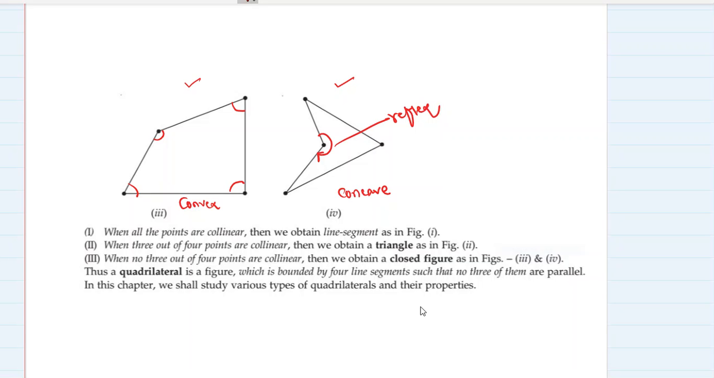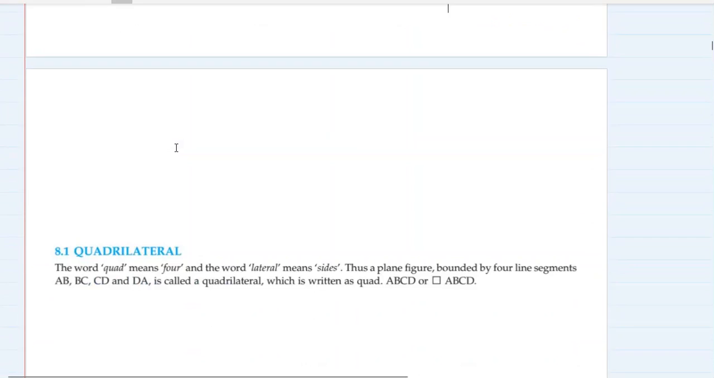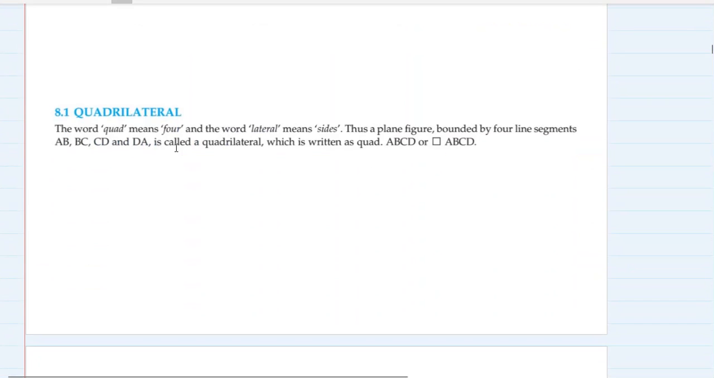So quadrilateral is a closed figure bounded by four line segments, four straight lines, in a way that no three line segments are parallel to each other. Two line segments can be parallel, but no three line segments are parallel. So that is a quadrilateral. So we are going to focus on quadrilaterals in this chapter.